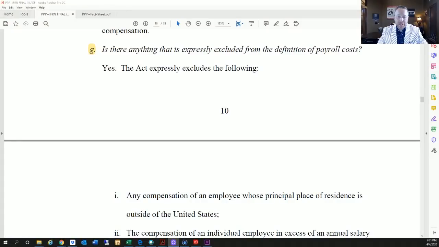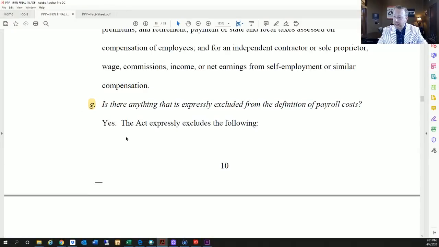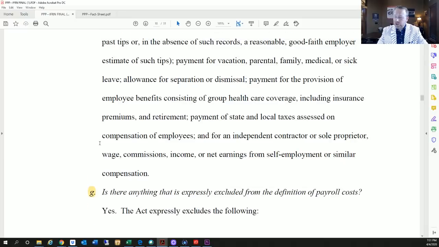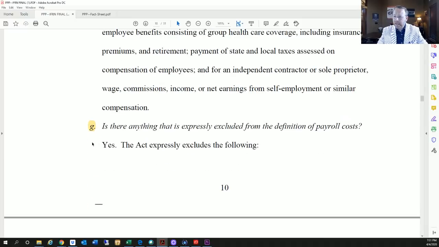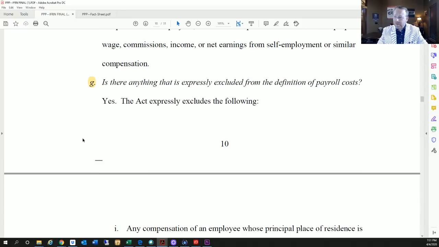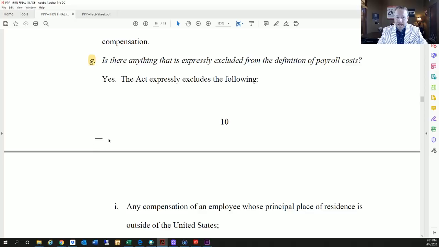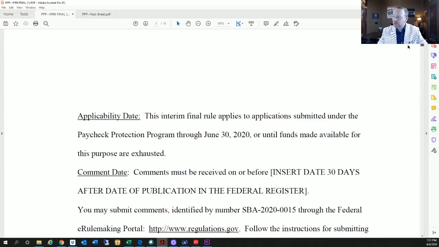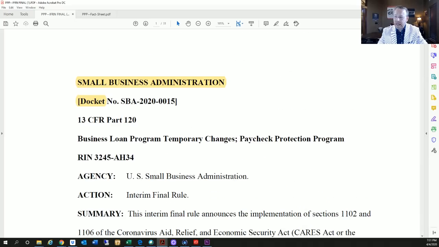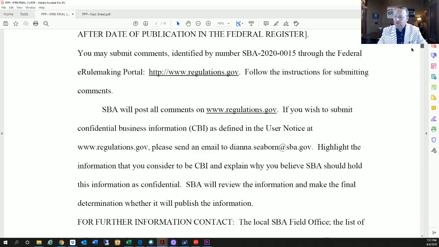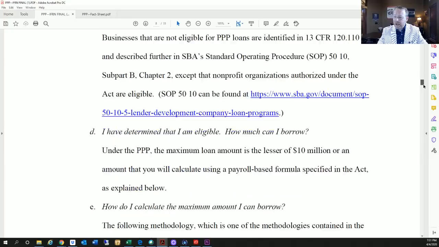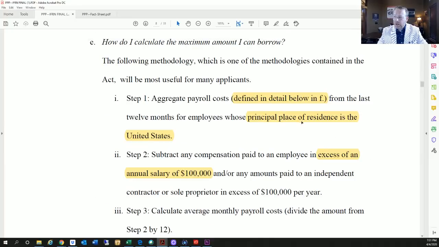This is what the SBA had sent out, and I've got a video yesterday. It's got some pink wording talking about the definition of payroll costs. So you'll need to watch that. But one of the things to note here is that we're talking Section G. Okay, so let me give you a little frame of reference. This is from the SBA. This came out on 4/3. And when we're down here, we're talking about how do I calculate the maximum amount I can borrow.